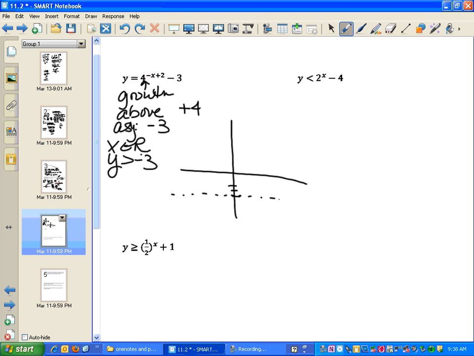I need to see this asymptote on your paper, okay? You've got to show it to me.